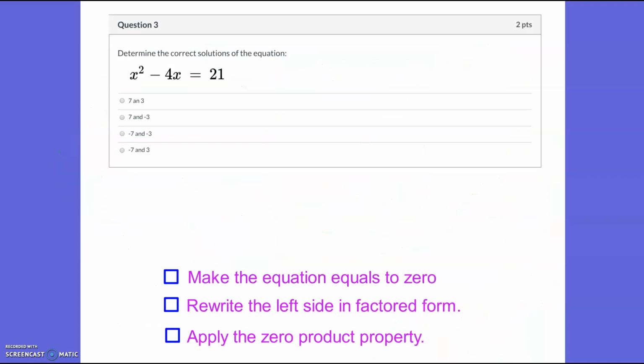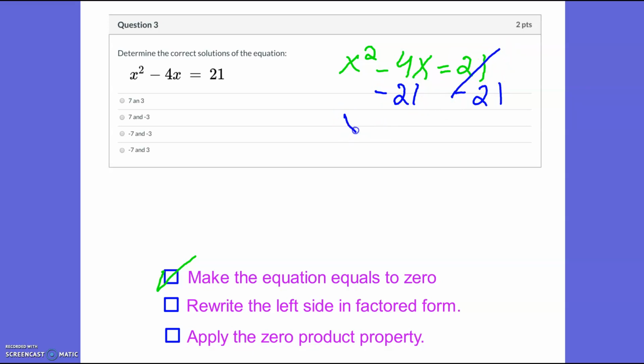So for number 3, it's saying determine the correct solution of the equation. So I already know that this is not a perfect square. So I am going to solve this equation by factoring. So I need to set my equation equal to 0. In order to do that, I am going to subtract 21 so I can cancel and have it equal to 0 and subtract 21 from this side. So the equation now will look like this.